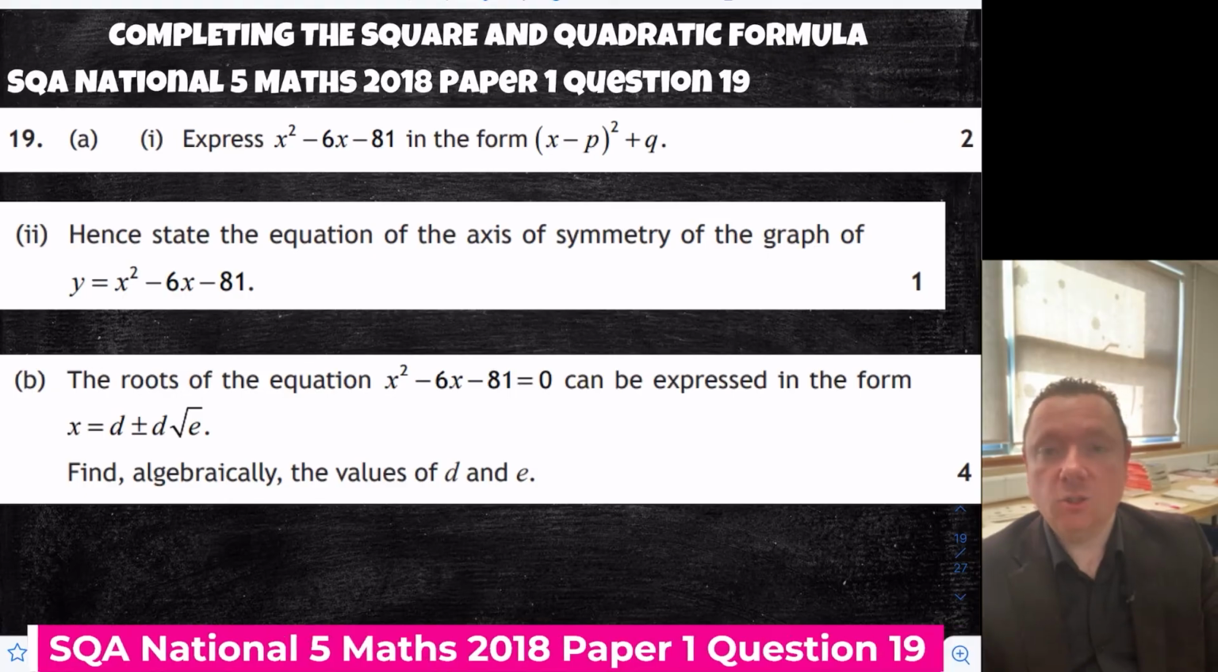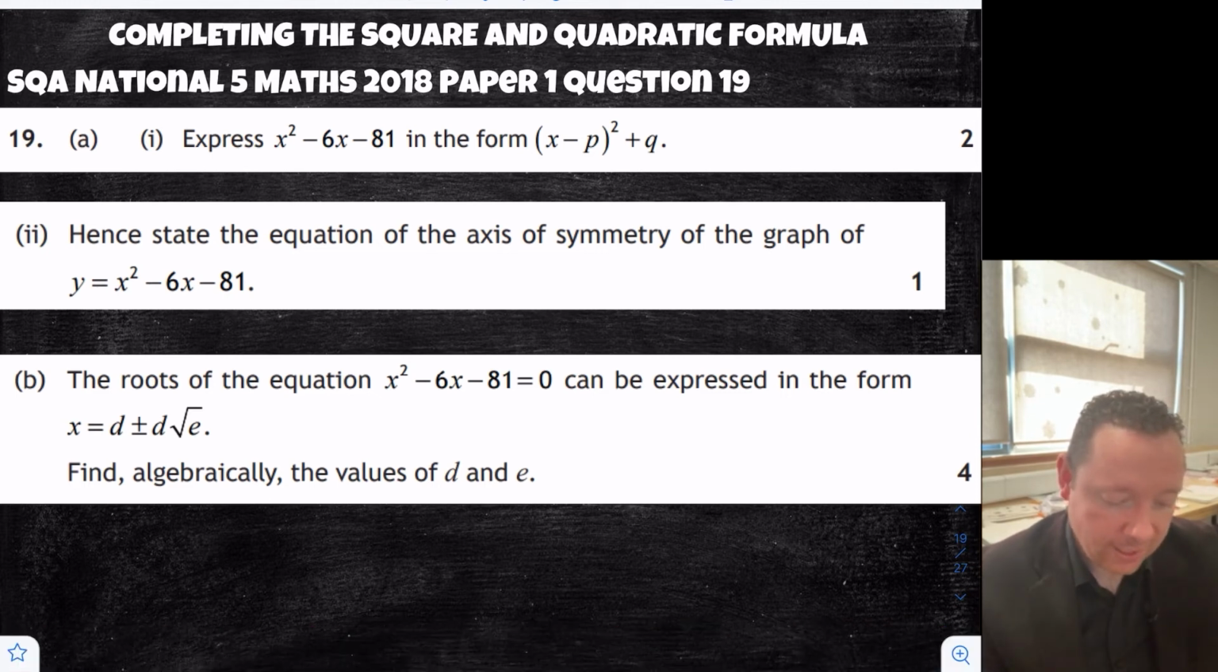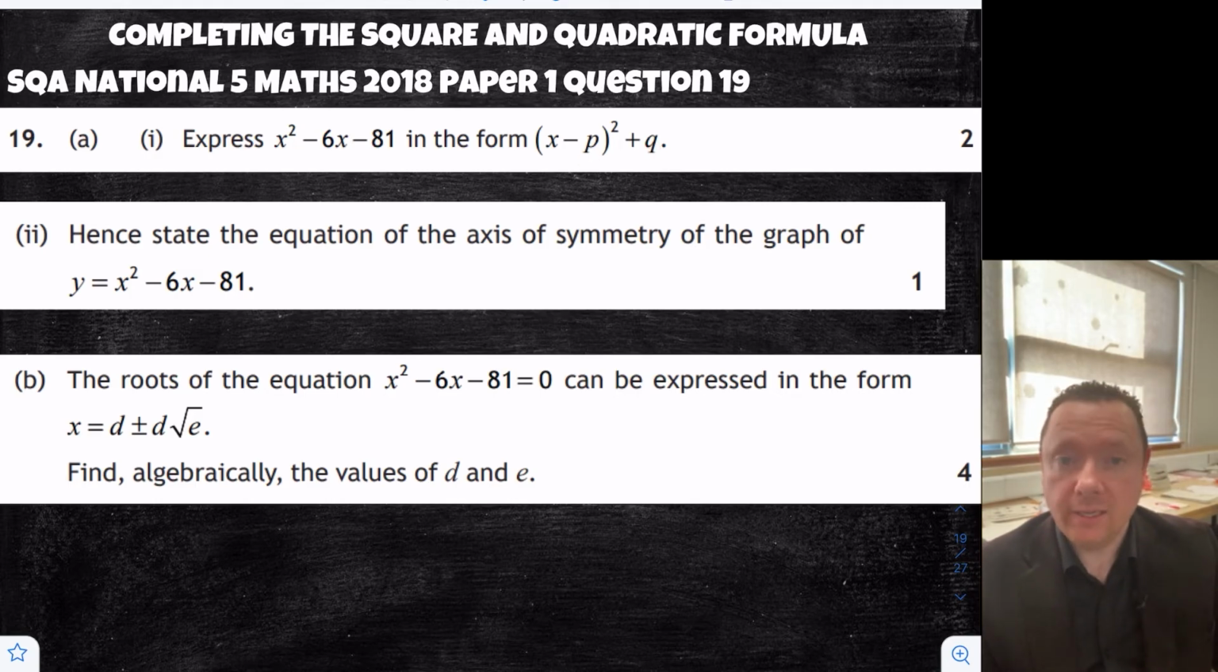for our final mark. Okay, completing the square and the quadratic formula. SQA National 5 Maths 2018, Paper 1, Question 19. Quite a big one this. Part A, express x squared minus 6x minus 18 in the form (x minus p) squared plus q, completing the square.